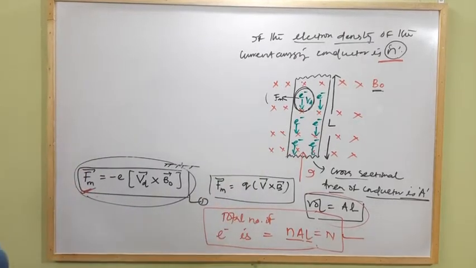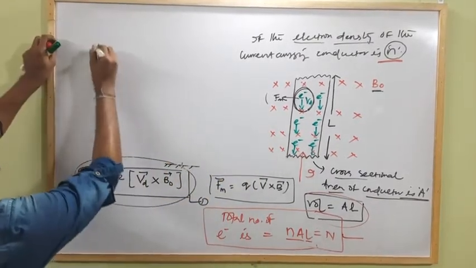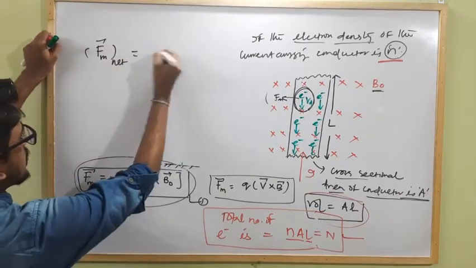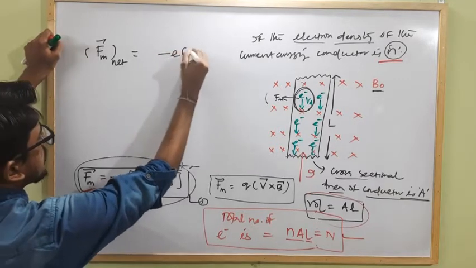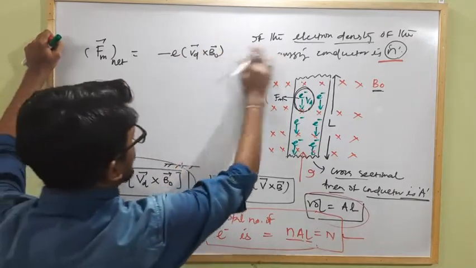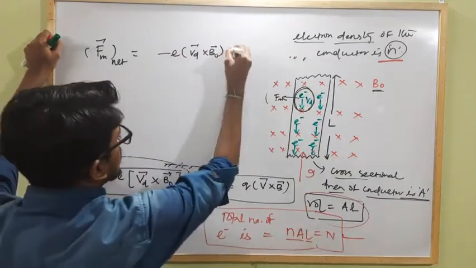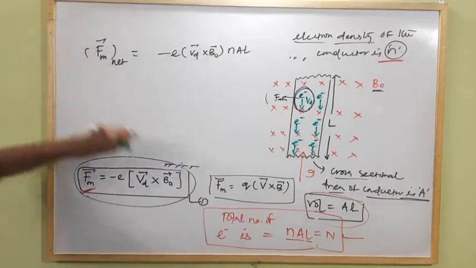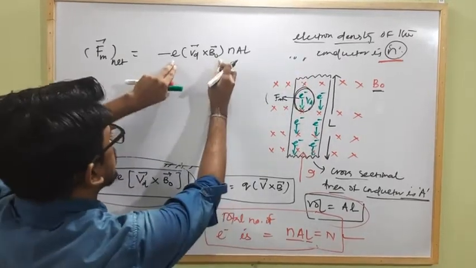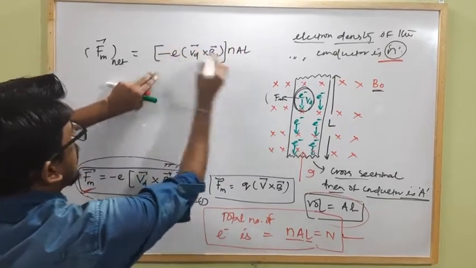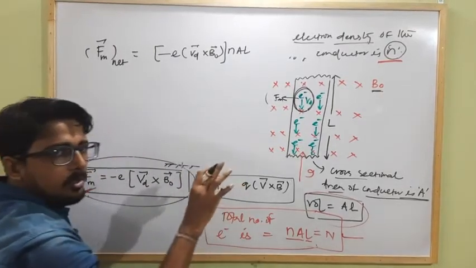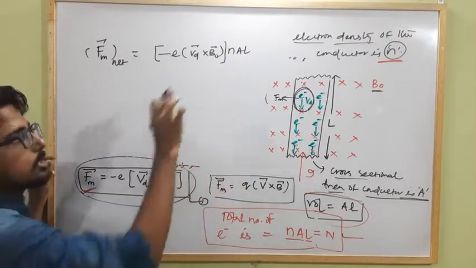So in this length L of current carrying conductor, the magnetic force Fm net is equal to how much? Single electron force into total number of electrons. Clear? This is the net magnetic force experienced by this current carrying conductor, because this is the force due to a single charge or electron, and this is the total number of electrons. All the electrons have experienced the same amount of magnetic force along the same direction. That's why we can multiply it.